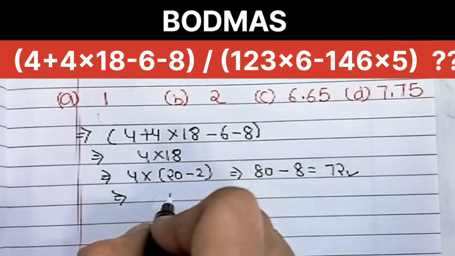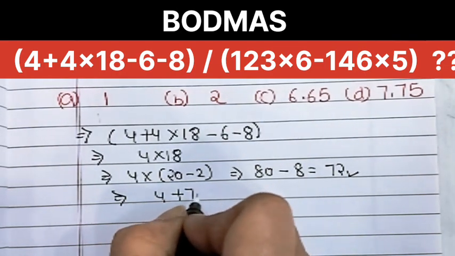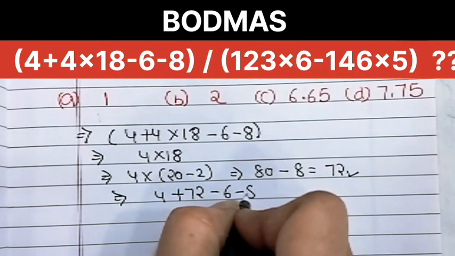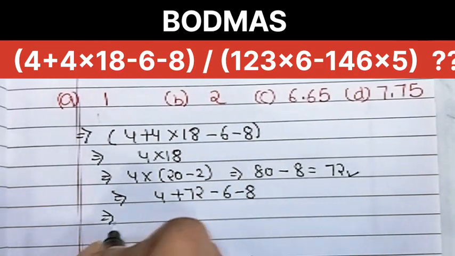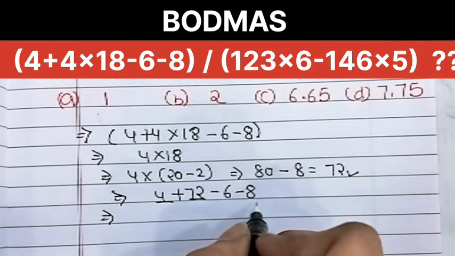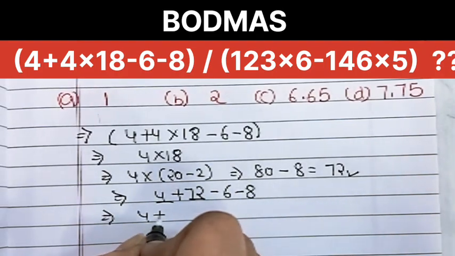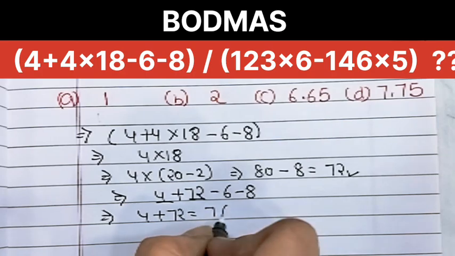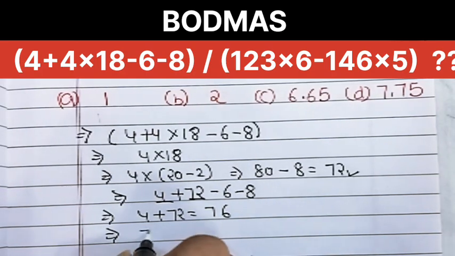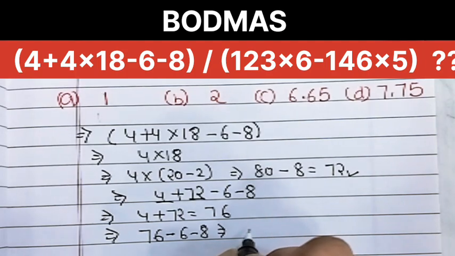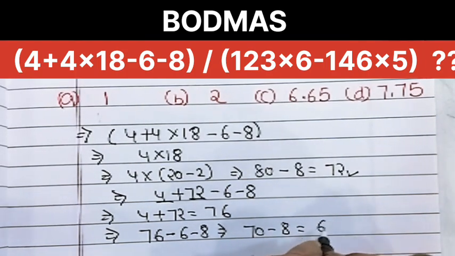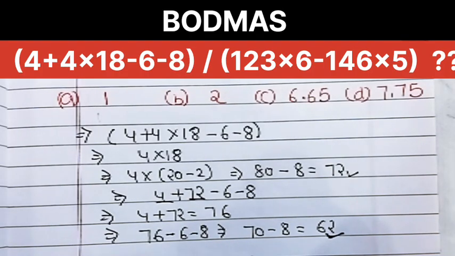Now the expression becomes 4 plus 72 minus 6 minus 8. Now first come to addition and then subtraction. So we'll add 4 plus 72 and get 76, and after that subtraction, we get 76 minus 6 minus 8. So simply 76 minus 6 is 70, minus 8 equals 62. So the numerator part we got the answer as 62.